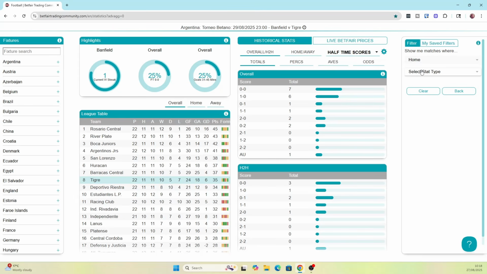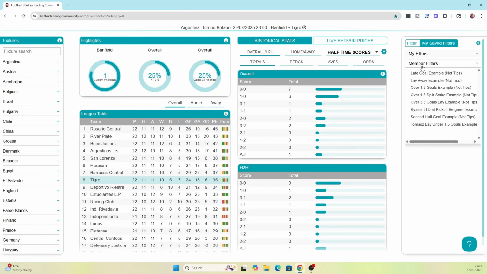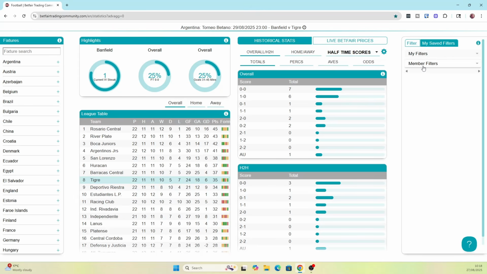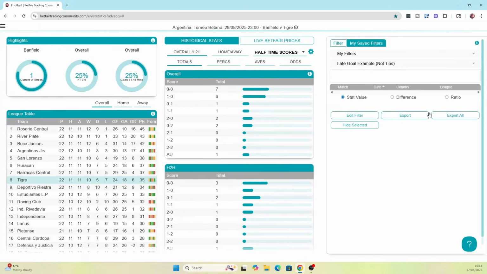Now here's where we get into stat types, which I think is what needs a little bit of explaining to people. When you start out, you're going to hopefully have an idea of the kind of strategy you want to create. And if you don't, you can use one of the example strategies that we have. You've got the members filters here. Remember, these aren't tips. These are just example strategies that you can use, adapt and edit. And you can use those to see what people are doing.